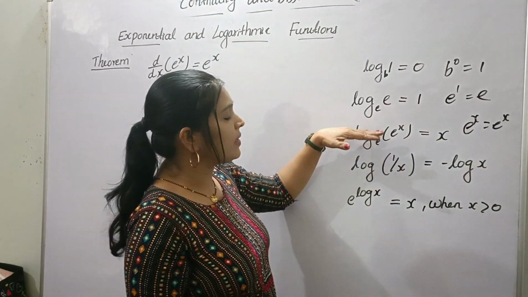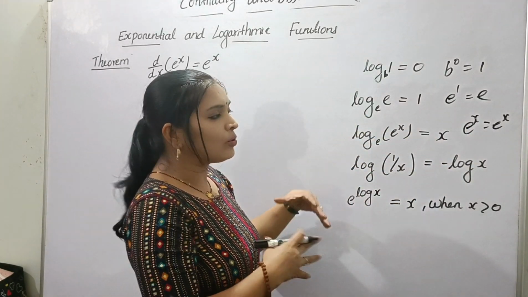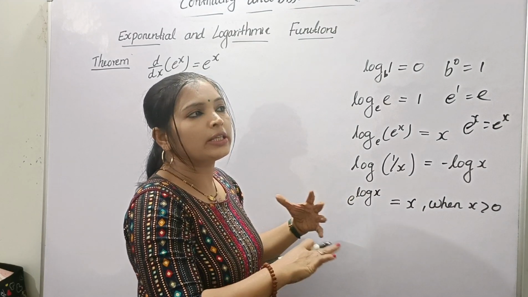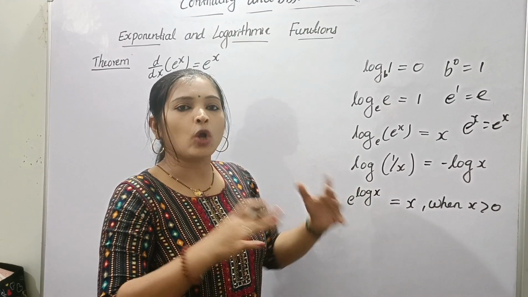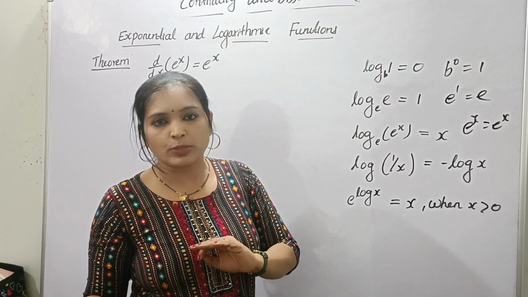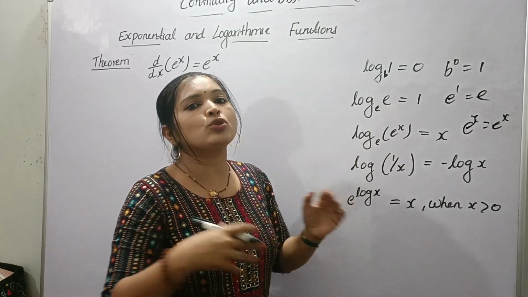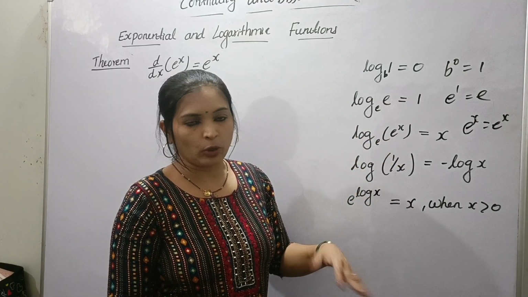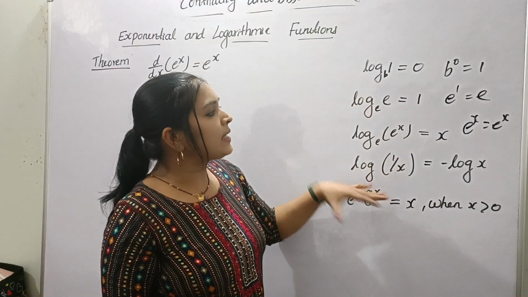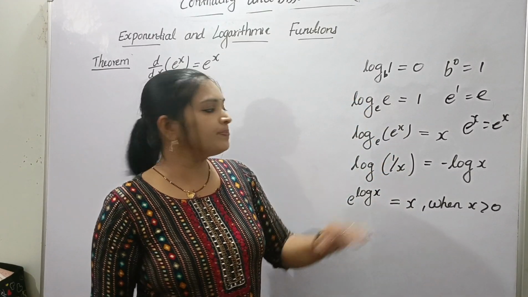Here we have learned how the logarithmic function and the exponential function are related. And we know how to express logarithmic form as exponential, and exponential as logarithmic, okay? So these results are nothing but the exponential form, okay?